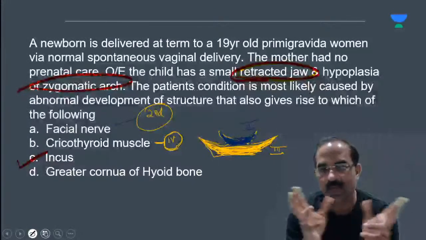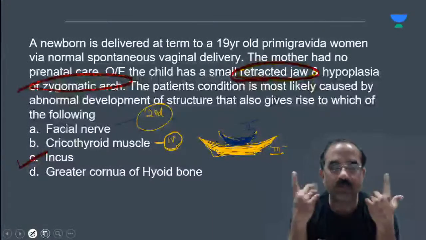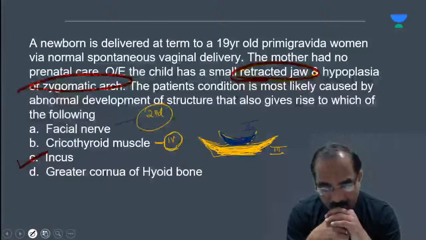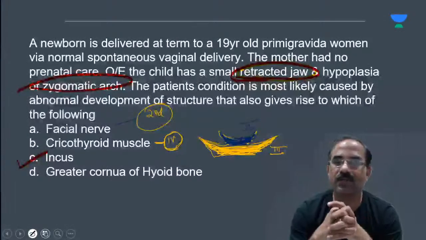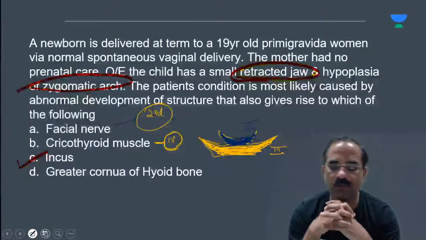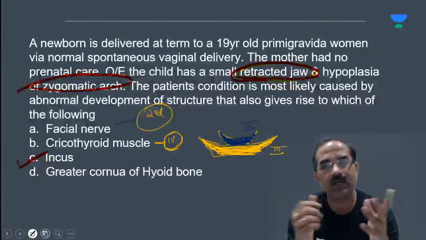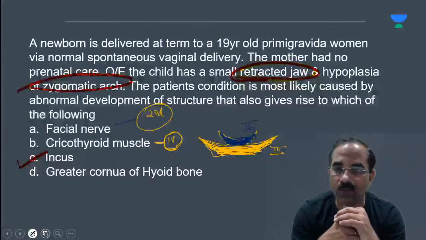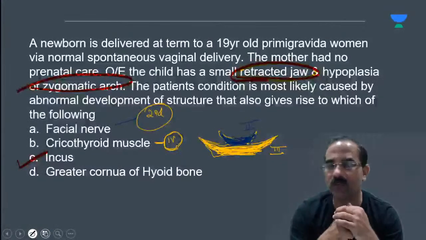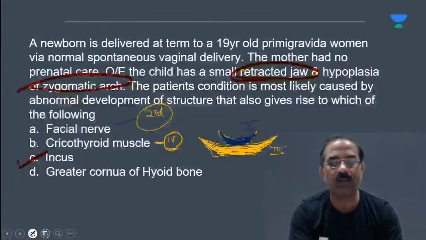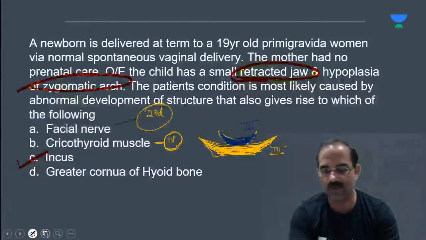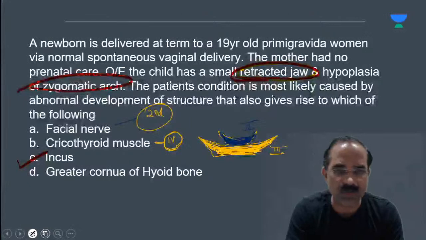Okay. Second arch: the muscles of facial expression, the posterior belly of digastric, the stylohyoid, the stapedius muscle. All these are derived from the second arch. Third arch, which is the muscle in the third arch? There's only one muscle in the third arch, and that's the stylopharyngeus muscle. The fourth and the sixth arch give the muscles of the larynx and the pharynx. The fifth arch disappears.